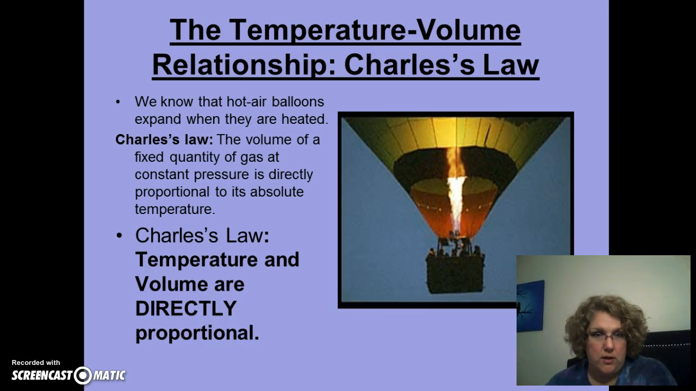All right, so Charles's law, temperature and volume are directly proportional, meaning when one goes up, so does the other one.